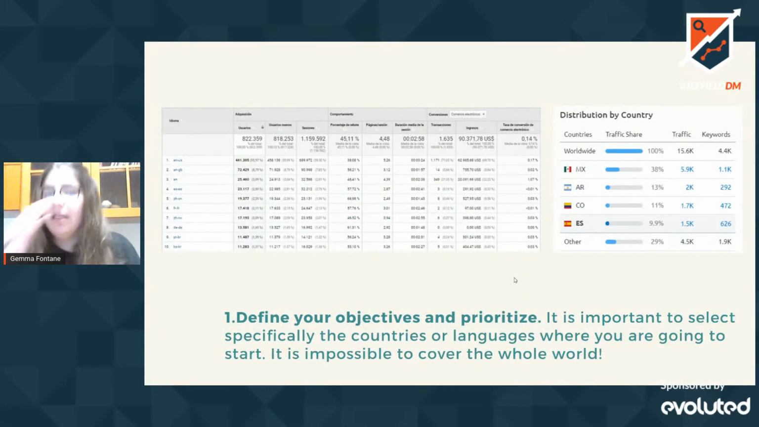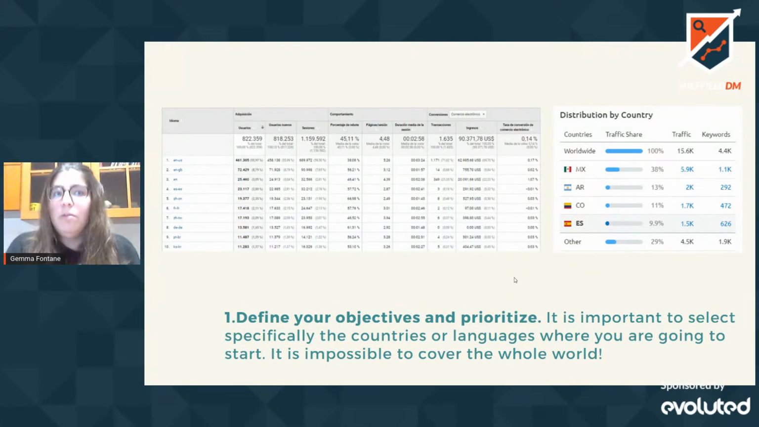First of all, define your objective and prioritize, always. It is important to select specifically the countries or languages where you are going to start. It is not important to cover the whole world, right? It's like, okay, I want to start selling in Latin America. Yeah, this is like millions of people, different countries. It's important to prioritize, to focus our efforts on a country, a market, or a language.